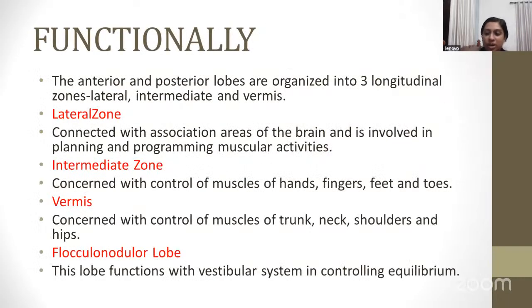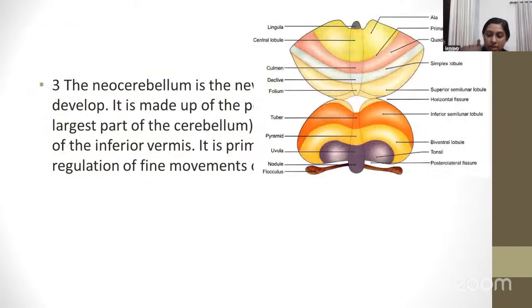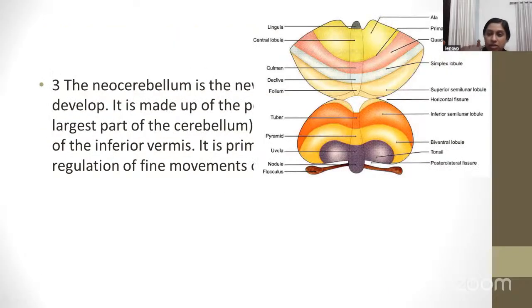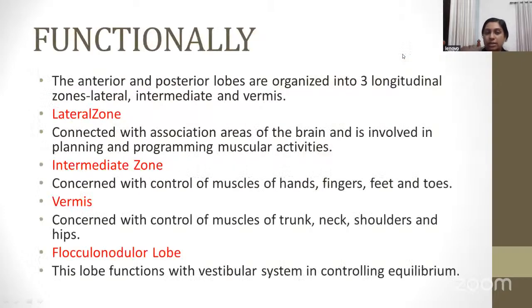So now, functionally also, these are all transverse sections. These classifications are all based on the transverse sectioning of the cerebellum. But in the functional classification, they are organized like this: a lateral part, an intermediate part, and a medial part. Longitudinally, they are dividing the cerebellum and classifying accordingly. And the lateral zone is concerned with the association areas of the brain, and it is involved in the planning and programming of the muscular activities.